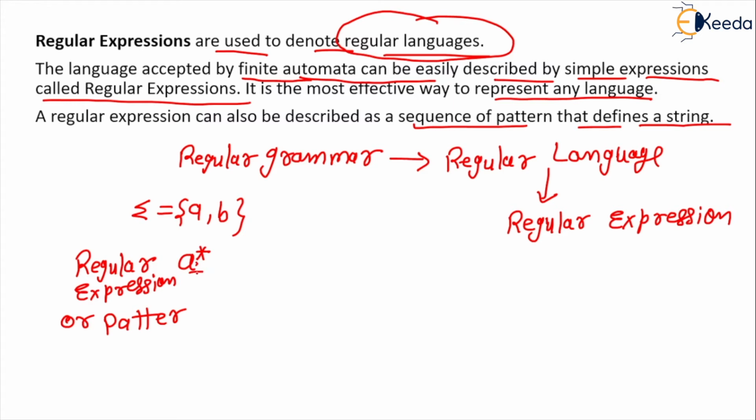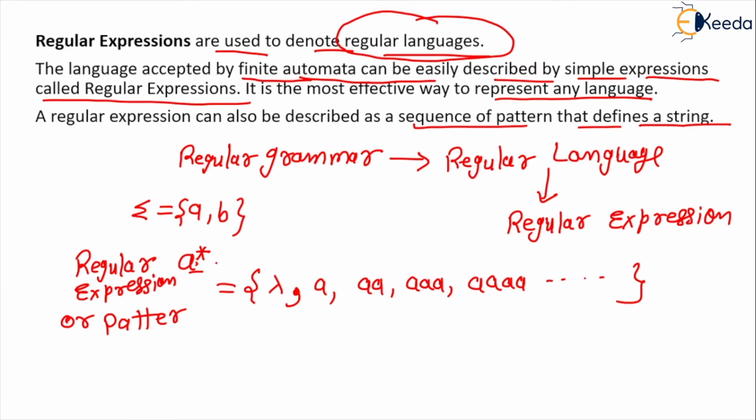It is a pattern for the strings that contain all of these: null, single A, double A, triple A, 4A, and so on. Any length of A, including null. So how do we design this set? It is a pattern, and the set of strings of this regular expression is this.